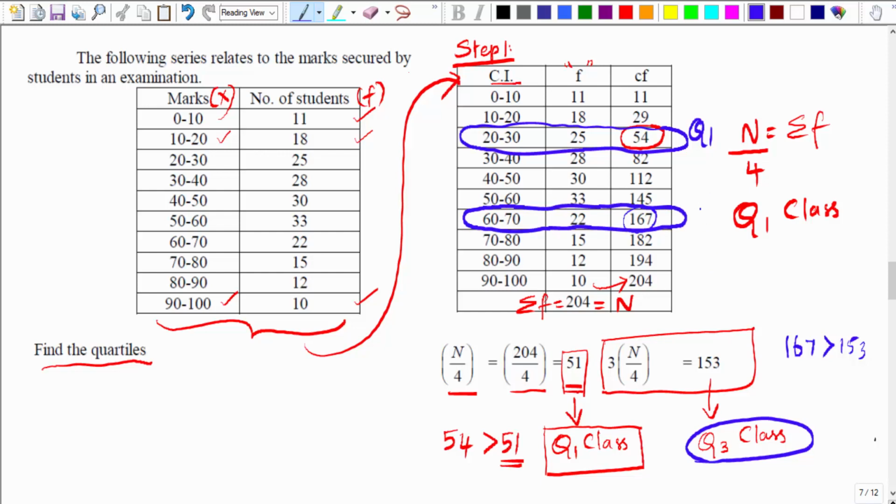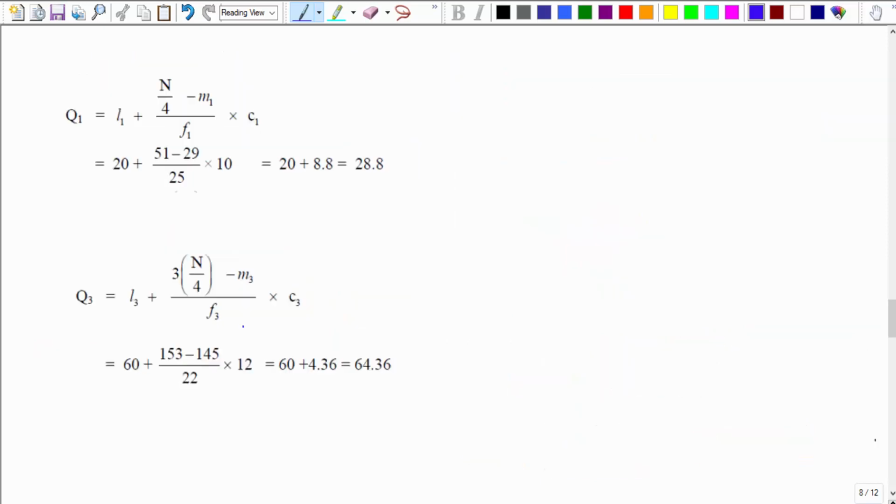We can select this class, and this is going to be called the quartile 3 class. So once we have the quartile 1 class and the quartile 3 class, it would be possible for us to find out what quartile 1 and 3 are, and these are all the formulas. The formula for quartile 1, we know, is L1 plus (n by 4 minus m1) divided by f1 into c1.